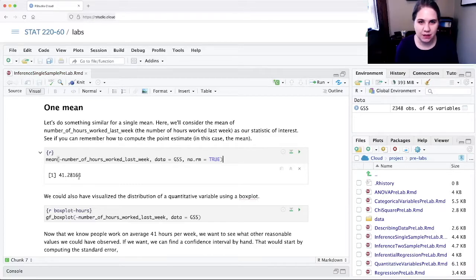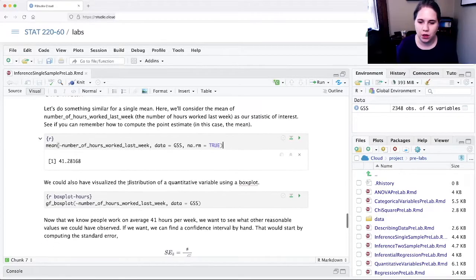That makes sense to me. The sort of full-time work week is supposed to be 40 hours, but I know people who have multiple jobs or people who work overtime. And so it makes sense to me that the mean might be a little bit higher than 40 hours a week. We could also have visualized the distribution of that single quantitative variable using a box plot.